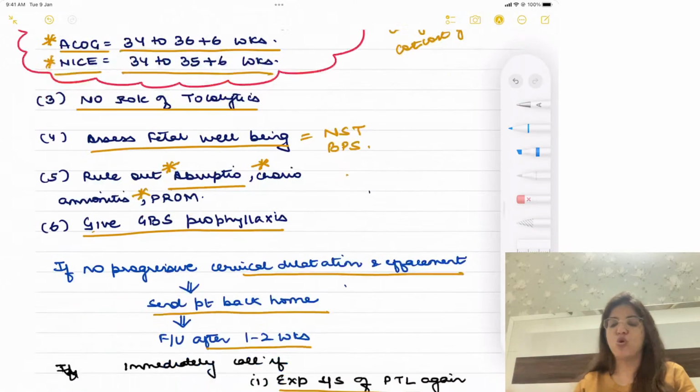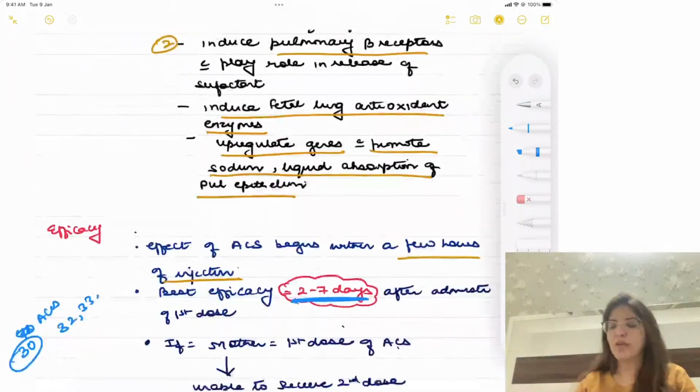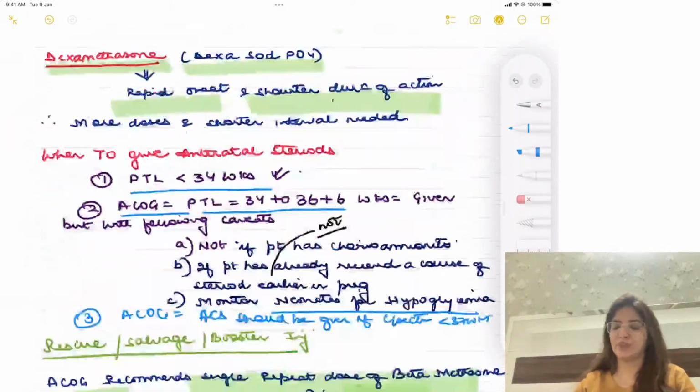And if there is no progressive dilatation of the cervix, then you're going to tell the patient to go back home and come to you after 1 to 2 weeks for follow-up. Right? There is no role of induction of labor. There is no role of tocolytics at more than or equal to 34 weeks. Right?